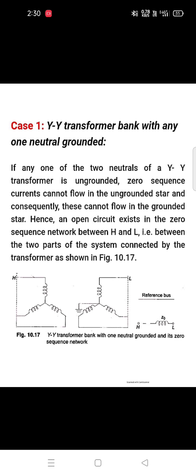Here, if any one of the two neutrals of a star-star transformer is ungrounded, zero sequence current cannot flow in the ungrounded star, and consequently cannot flow in the grounded star. Hence, an open circuit exists in the zero sequence network between H and L, between the two parts of the system connected by the transformer. It is shown here.